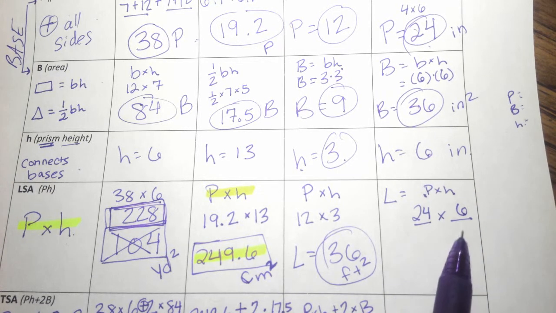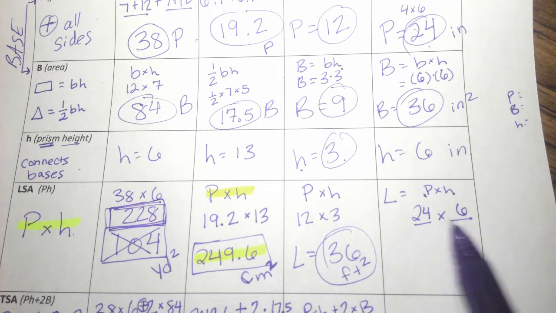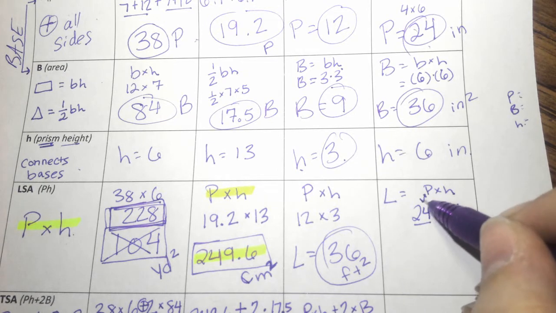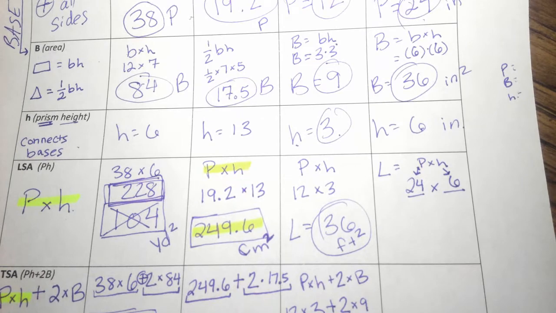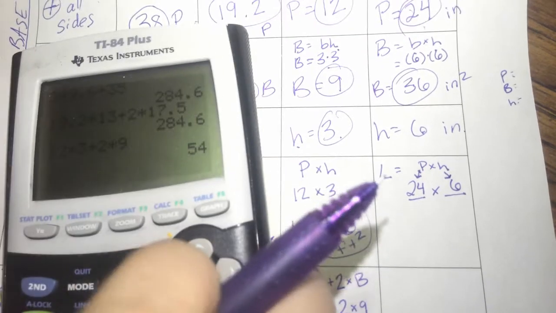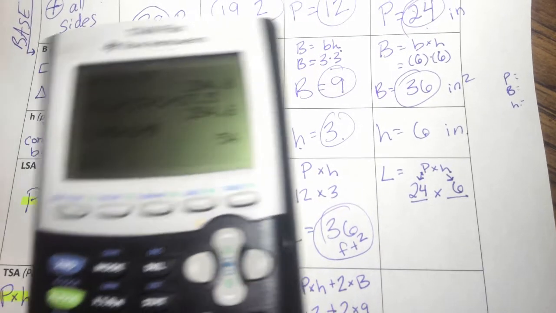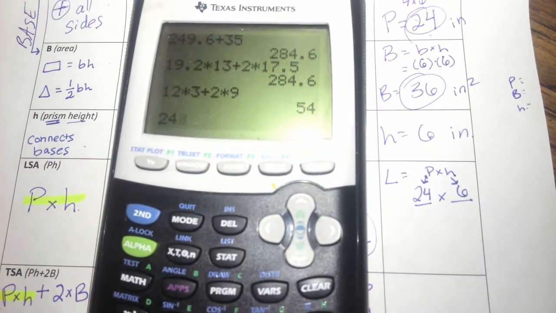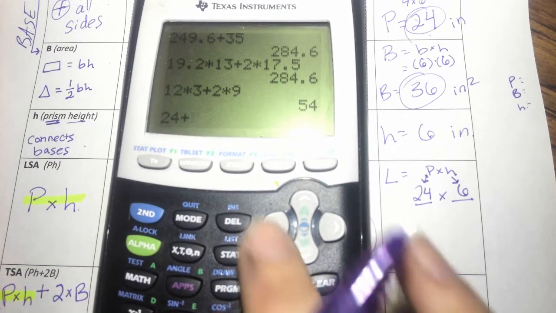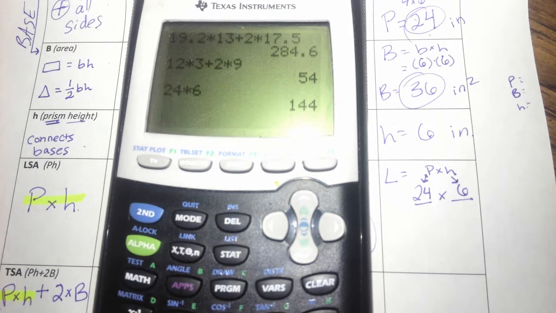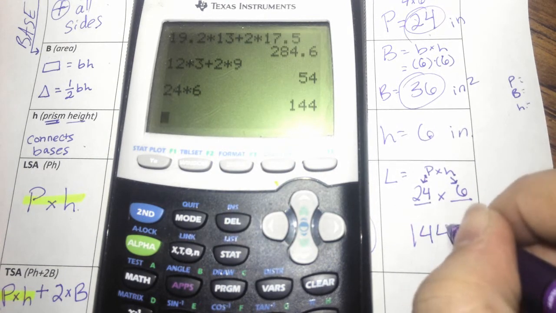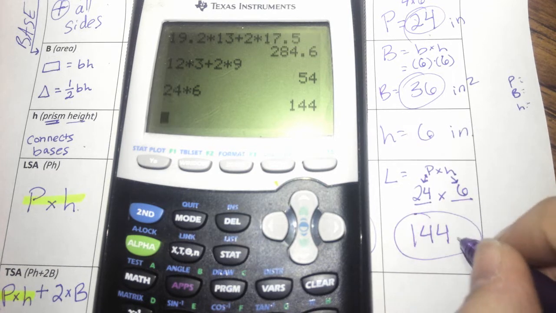That's the perimeter of the base and the height of the prism. 24 times 6 is the same as 6 times 24, so it doesn't matter which way you multiply them. I need you guys to see, though, that 24 is for P and 6 is for H. That's where those numbers are coming from. And then 24 times 6, since I've proven to myself that I'm not to be trusted today. Let's see, I can't even type it right. There we go, 24 times 6. And that would be inches squared.